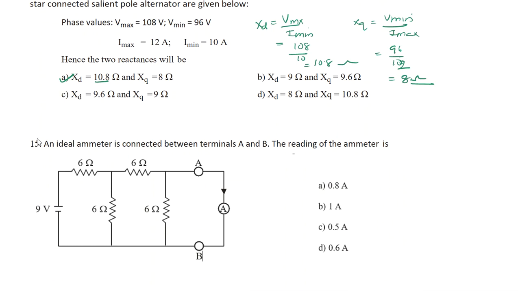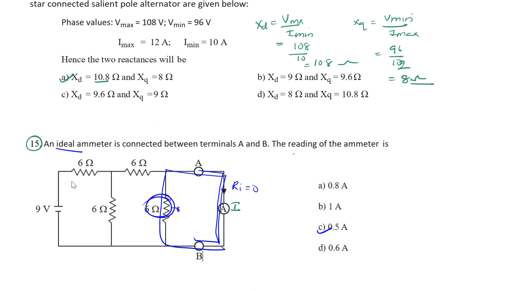Now here we need to find the current flowing in the ammeter I. So take the problem and solve it. Okay, so the answer for this question is 0.5 amps. Now how you got the answer: an ideal ammeter has internal resistance equal to 0, so it acts as a simple short circuit. Because of the short circuit, the resistance in parallel with it becomes negligible, 0.